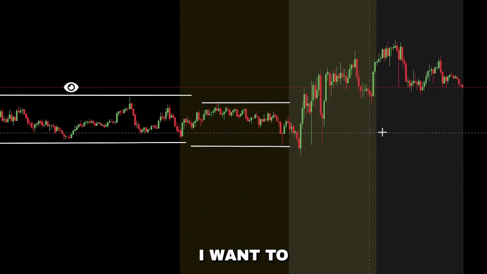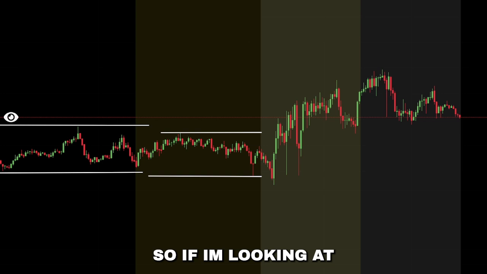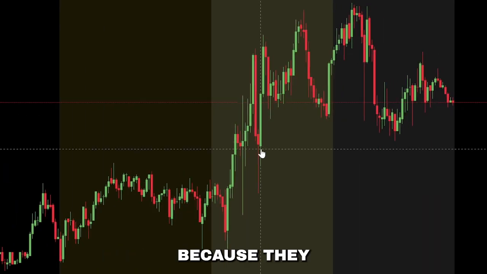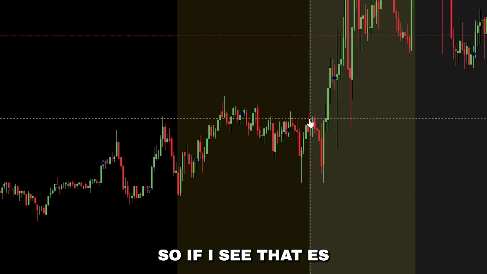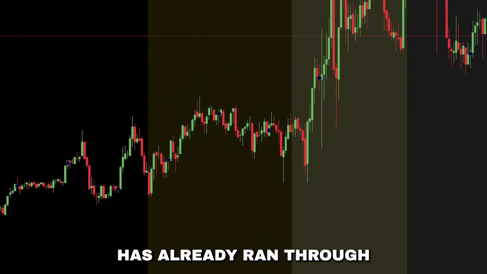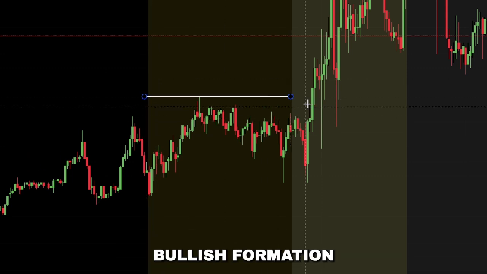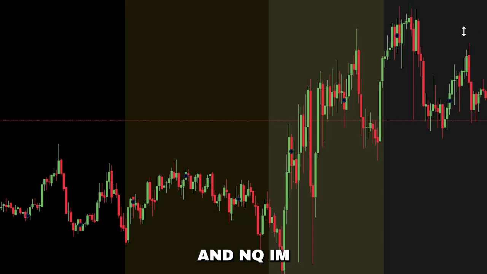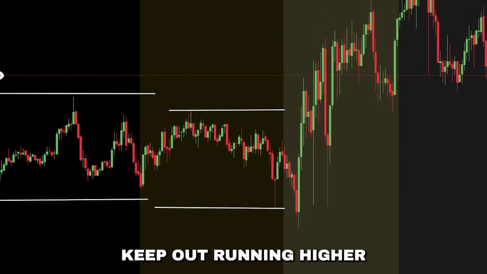Another important aspect I want to talk about is comparing assets with one another. If I'm looking at NQ right now, I'll also pull up a chart on ES, because more than likely they move similar to one another. So if I see that ES has already run through our London high and still has bullish formation and we're not stopping anytime, then I'm going back to NQ and I'm expecting more than likely it's going to do the same thing and keep on running higher.